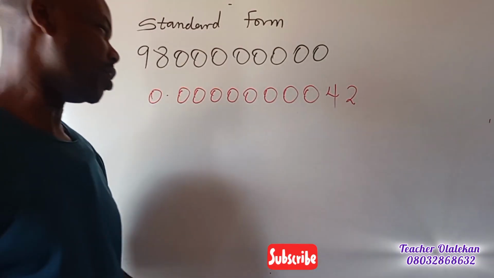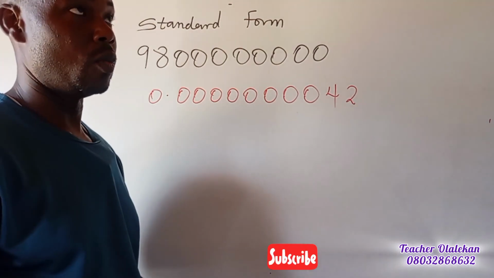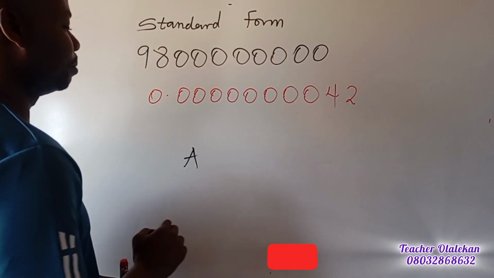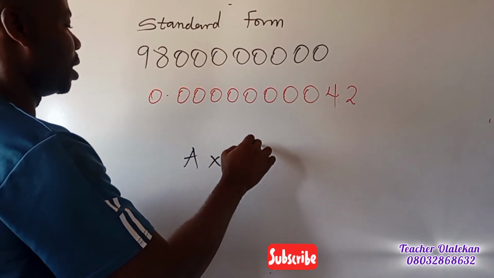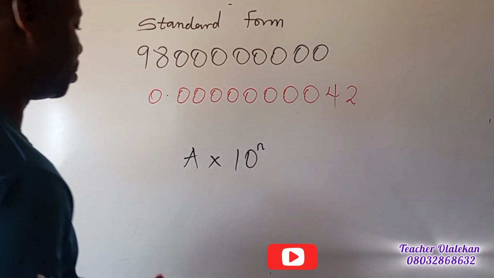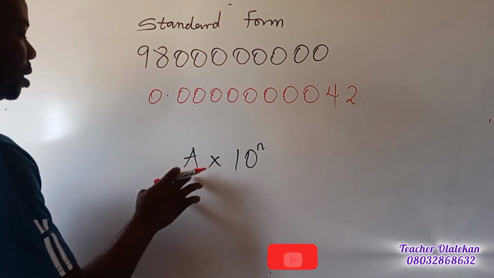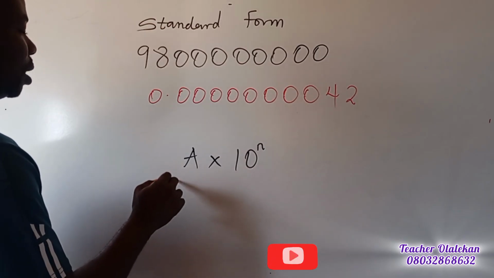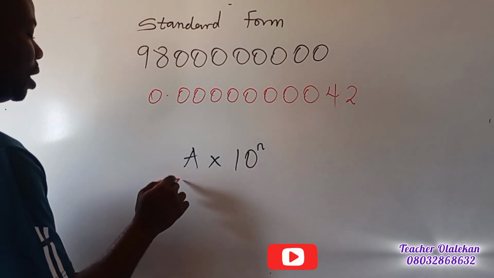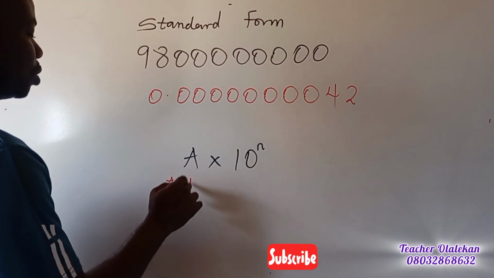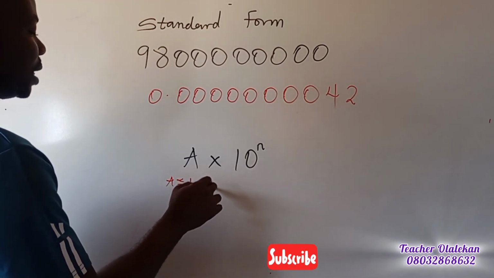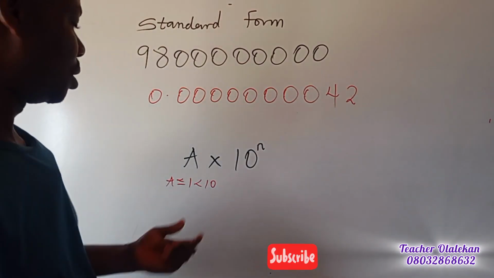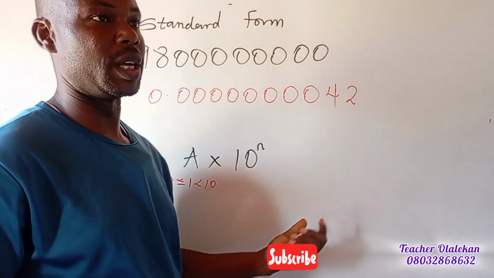So our standard form is coined around just one basic formula, which you can call the rule. The rule says that A times 10 raised to power n, where A is the base, that is the coefficient of the figure. A is expected to be greater than or equal to 1, but also less than 10. So this A is not expected to be greater than 10. That's one of the mistakes that some people do make in standard form.